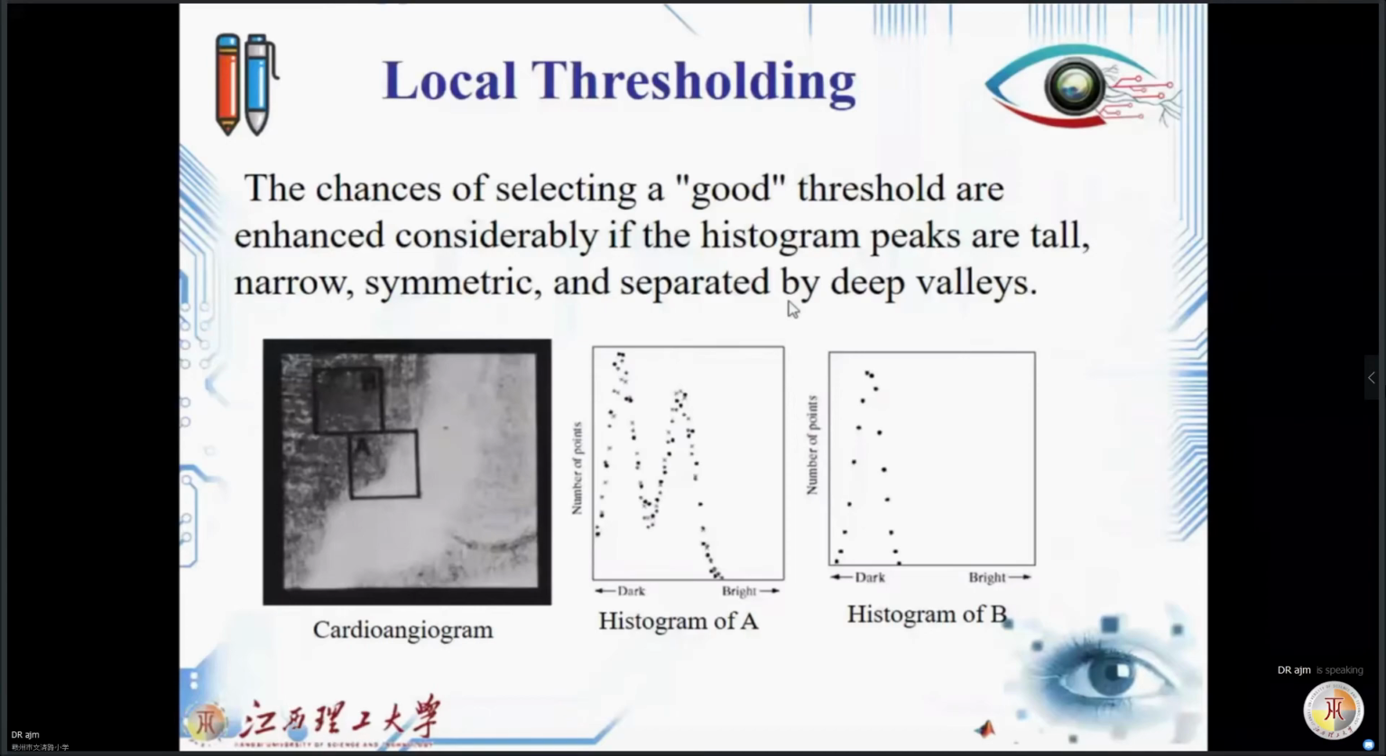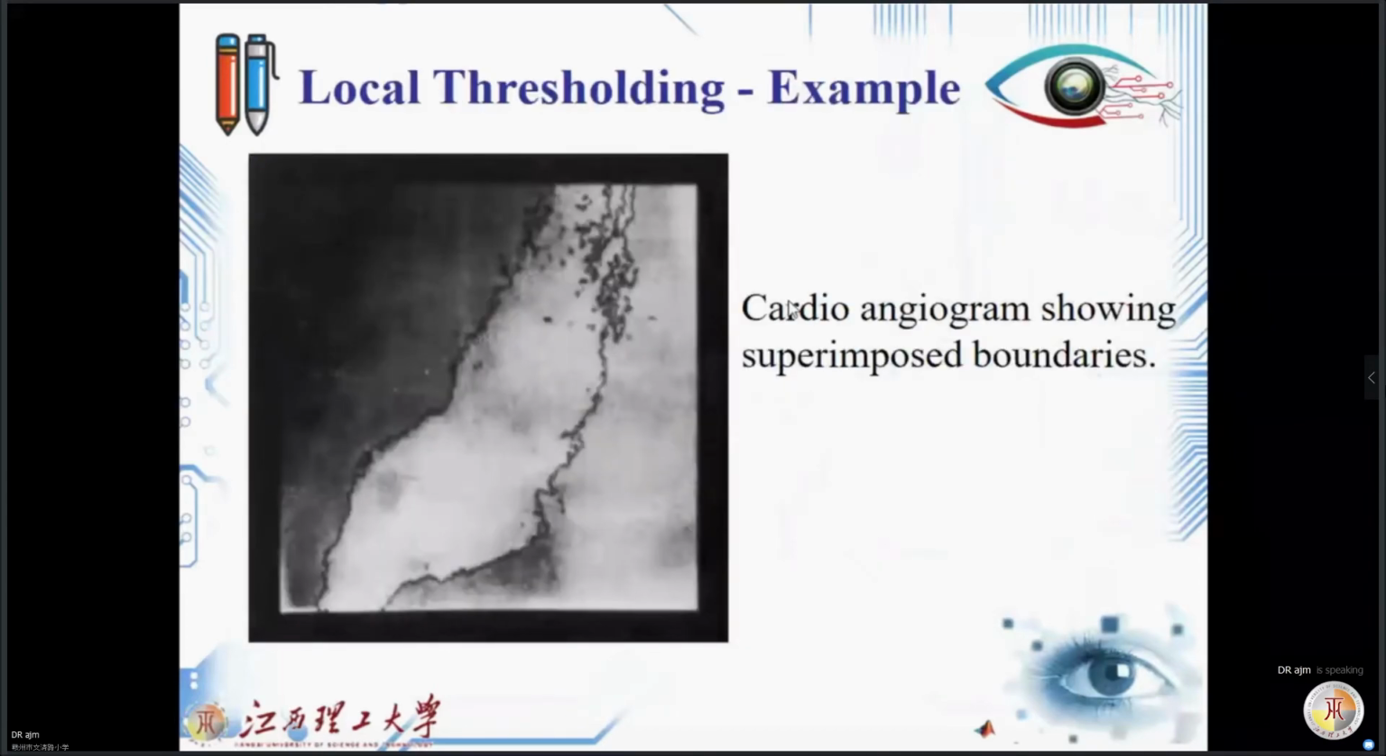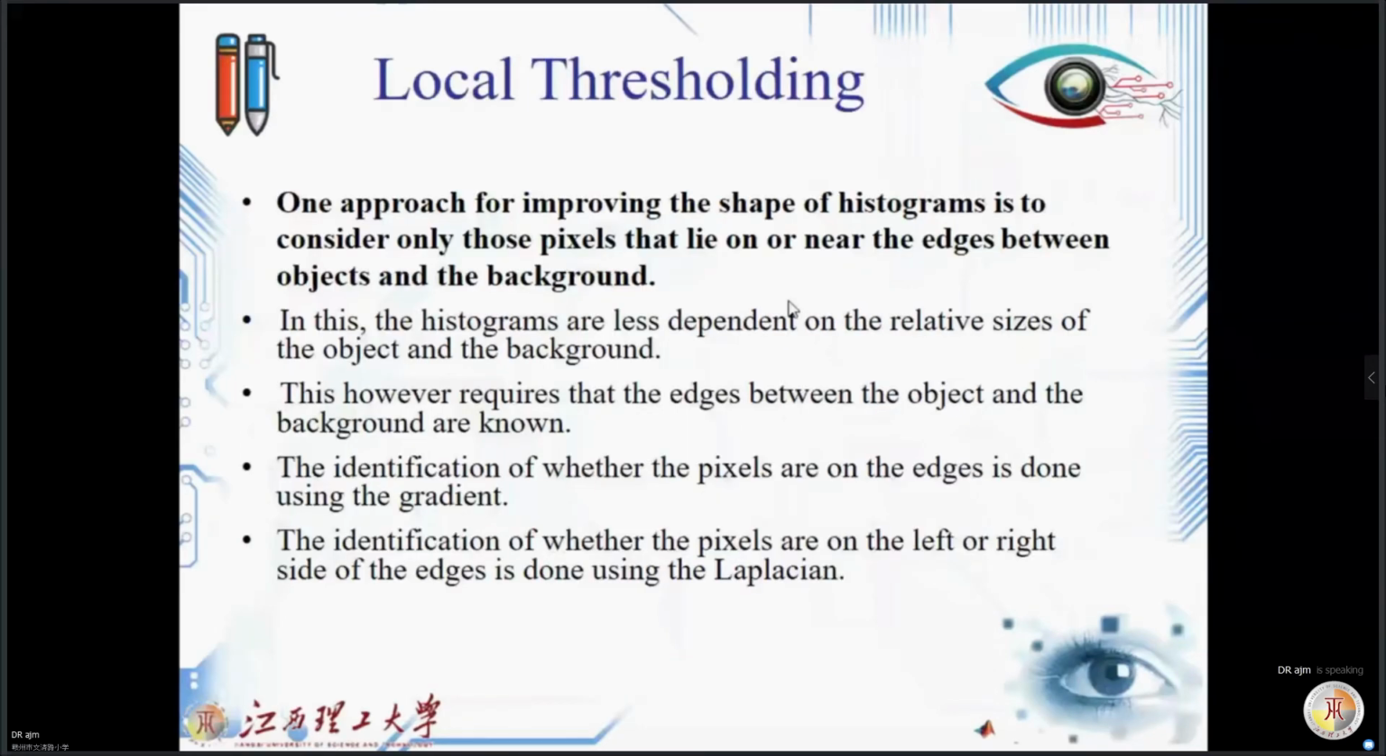Suppose you see the diagram showing the imposed boundary here as the local threshold example. One approach for improving this in local thresholding is to consider only those pixels that lie near the edge. In this case, the histogram depends less on the relative size of the object and the background. However, this requires that the edge between the object and the background is known.